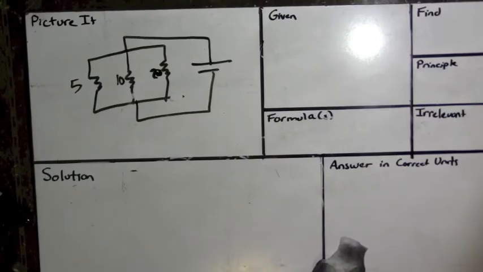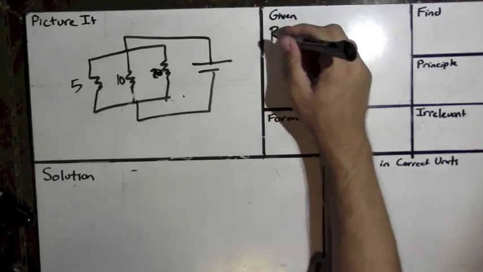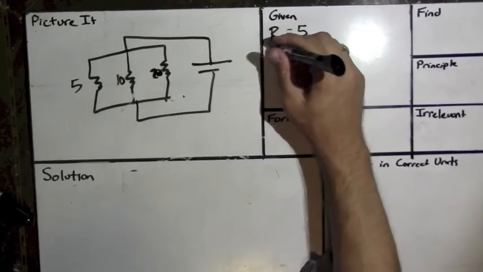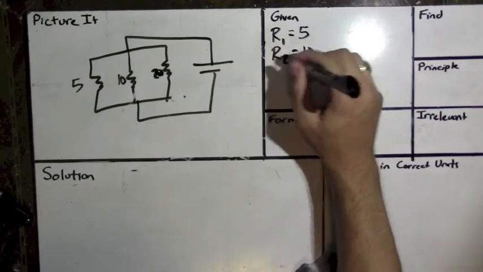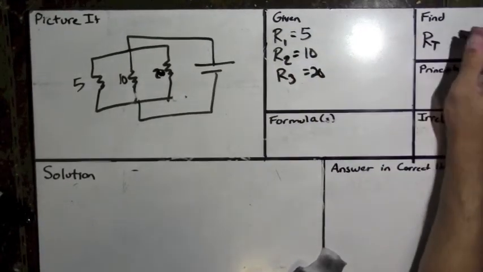Now, you may be thinking, well, that's not very hard to find a common denominator for, but we're going to show you a shortcut in this case. We are given the individual resistor values: 5, 10, and 20. We are trying to solve for the total resistance.